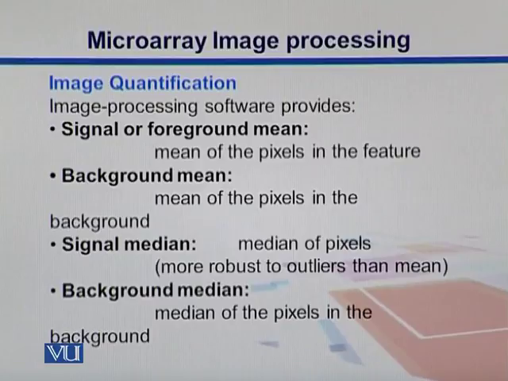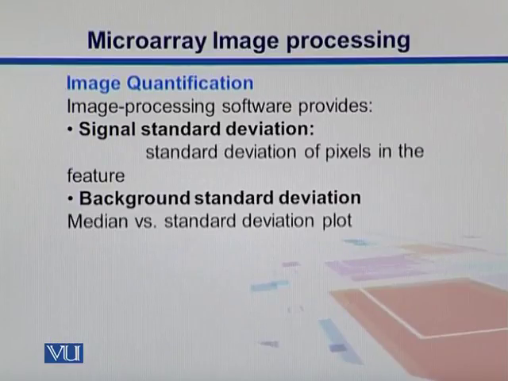They provide signal or foreground means, where we take the mean of the pixels in the features. Background mean represents the mean of the pixels in the background. In the same way they give us signal medians and background medians. Sometimes we use means in our calculations, and we might use medians where means are skewed because of extreme values. In the same way the software provides the signal standard deviation as well as the background standard deviations.